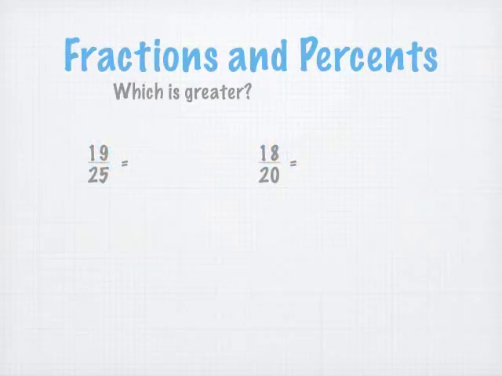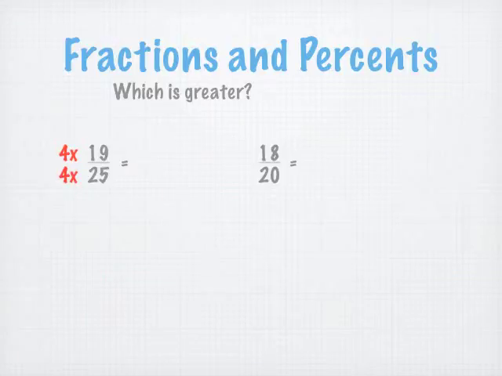The reason why we have percents is because it's difficult to compare fractions when they don't have the same denominator. Take this example. We have 19/25 and 18/20. Which one is greater? Well, we don't know until we make the denominators the same. So we can change them both into 100.